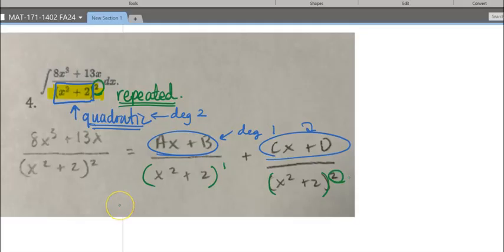It depends on 2 things. It depends on if it was linear, quadratic, cubic, and so on and so forth. And then it also depends on whether or not it was repeated. Because the factor you have down here is quadratic with that x squared on the inside, that's why we're putting these degree 1 lines in the numerator.